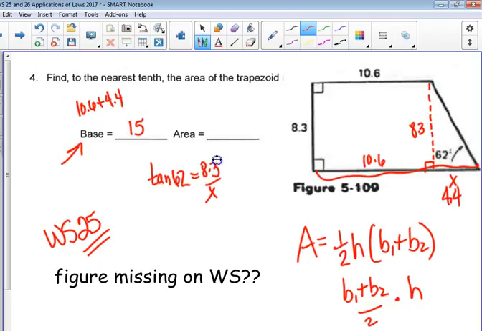All right, so now can you find the area? 1/2 the height times 10.6 plus 15. And again, there's no labels, sorry.